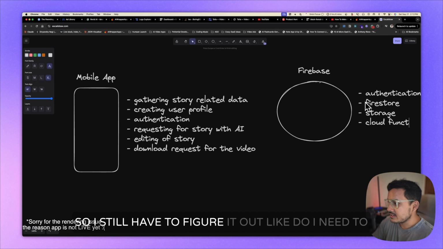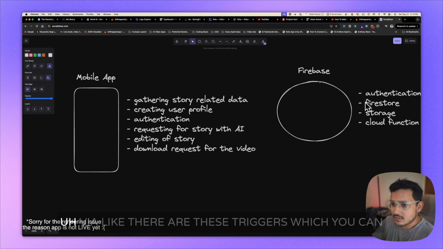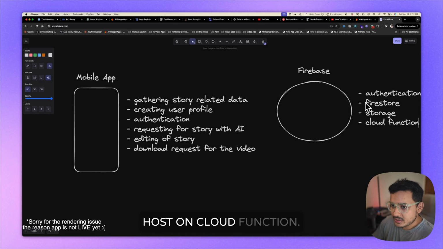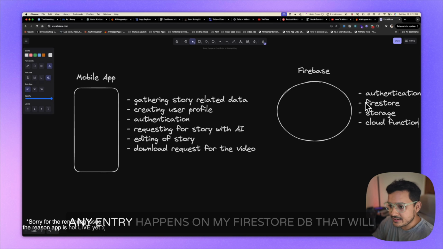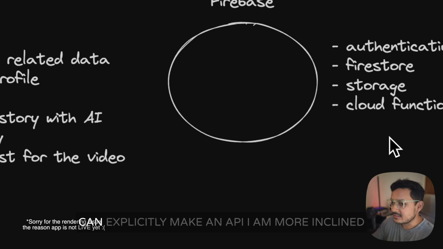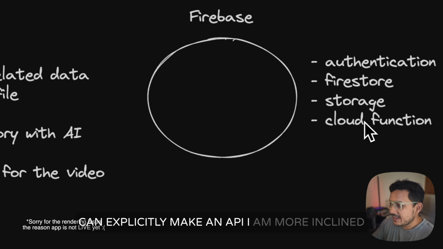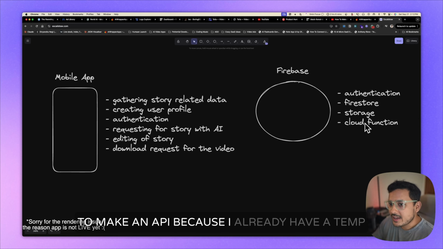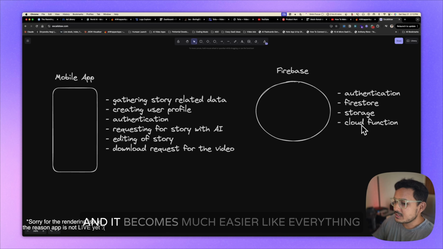So I still have to figure it out. There are these triggers which you can host on cloud function. So anytime any entry happens on my Firestore DB, that will automatically trigger the cloud function. Or I can explicitly make an API. I am more inclined to make an API because I already have a template, and it becomes much easier.